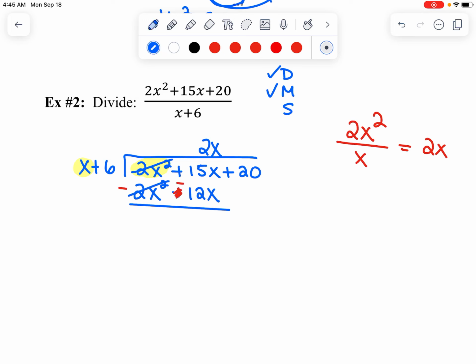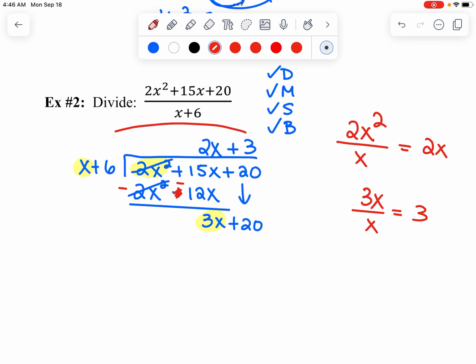So the first two terms should always cancel. The next two terms, 15x minus 12x, would be 3x. And then I'm going to bring down the 20. So I subtracted, now we're going to bring down. Okay, let's repeat the process. 3x is being divided by x to give us 3. So that plus 3 is going to go above the 20.